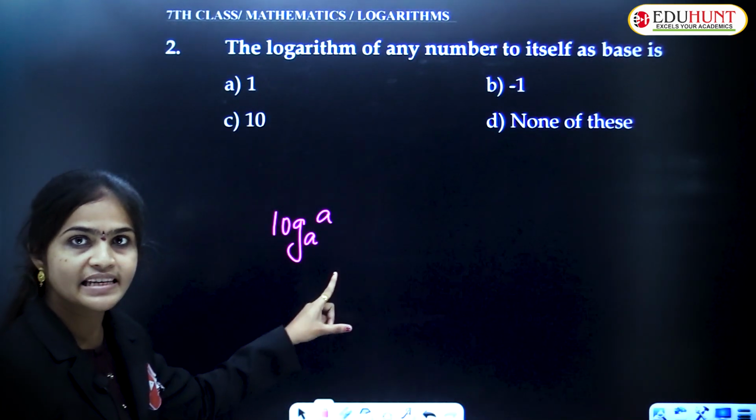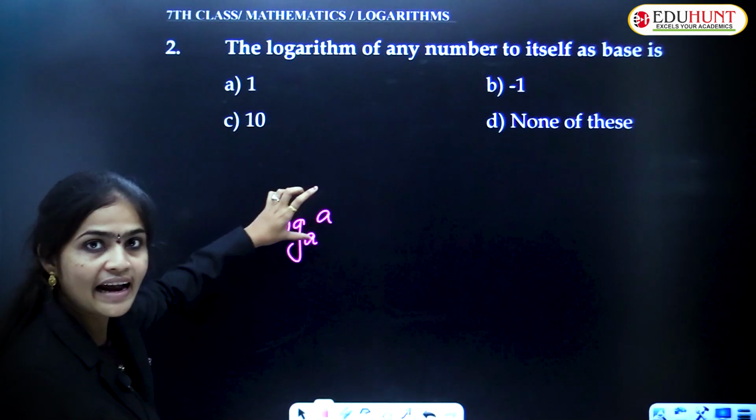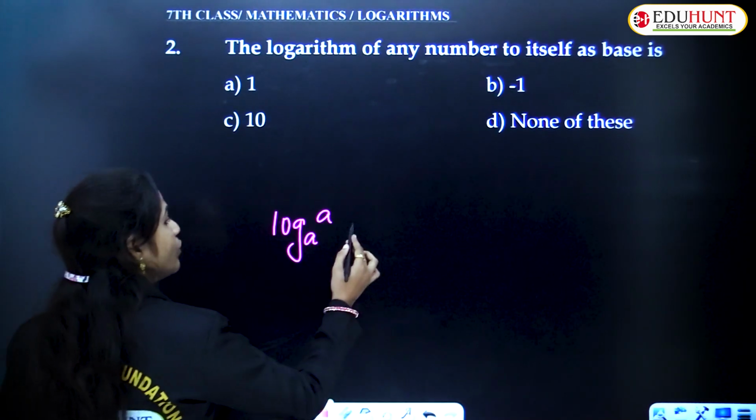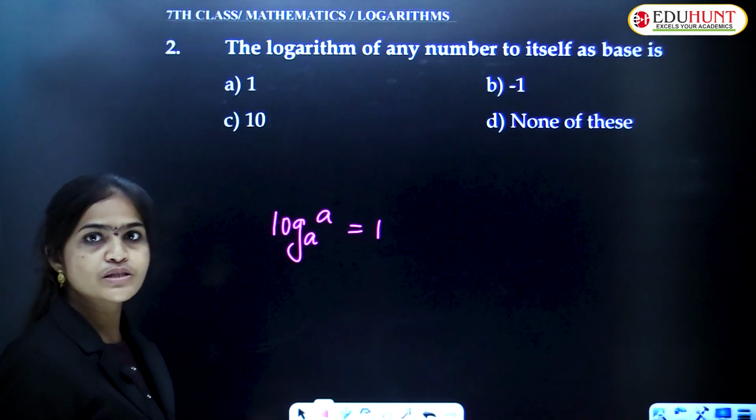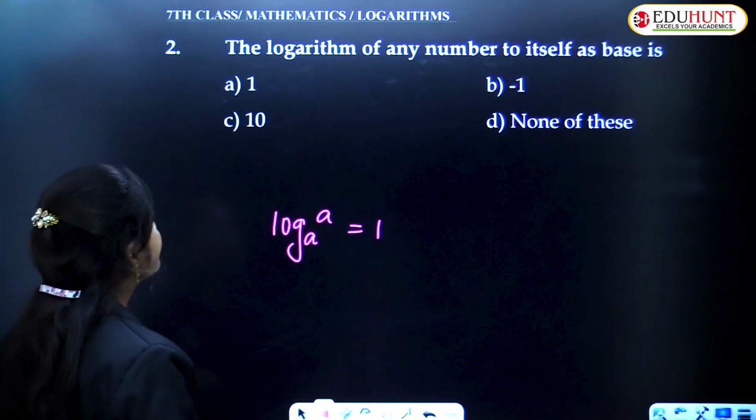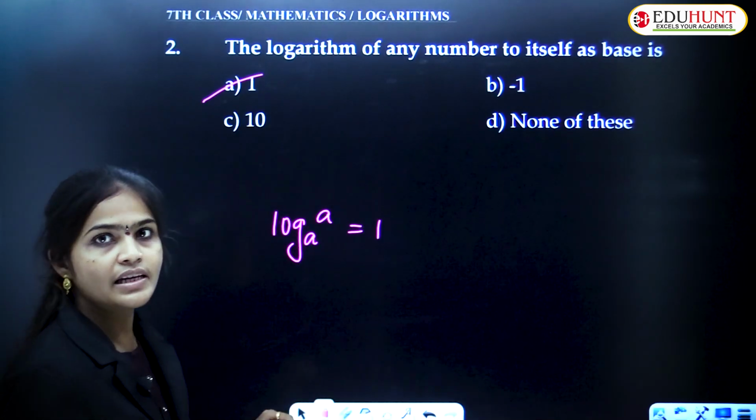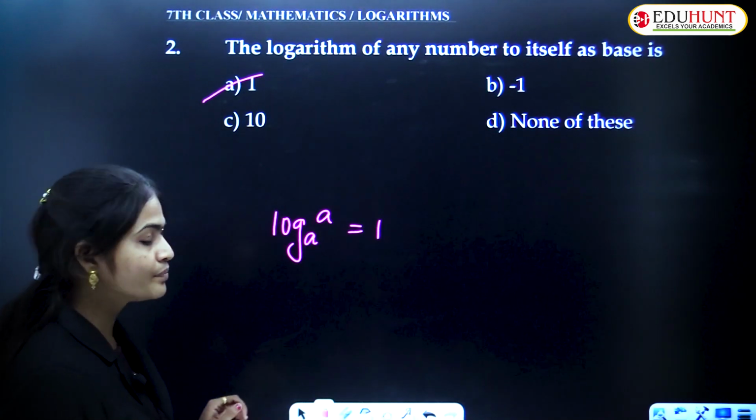Log a to the base a, which means here the log is a and the base is also a, the same. Then what is the answer? Log a base a value is always equal to 1. So which option is correct? Yes, option A is correct here.